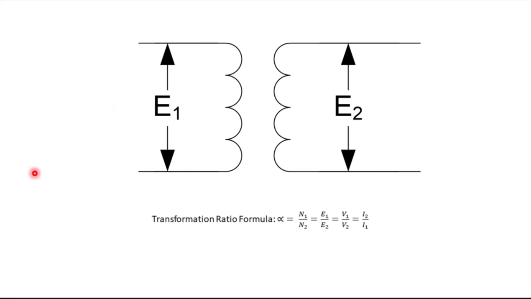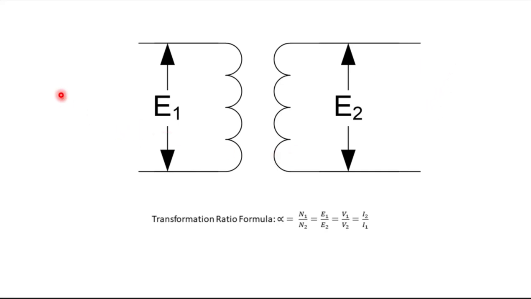Why? Because in a transformer, the power is the same on both sides. The power is the same on both sides. So if there's 500 watts on the primary, there's 500 watts on the secondary, no matter if it's a step-up or step-down transformer.